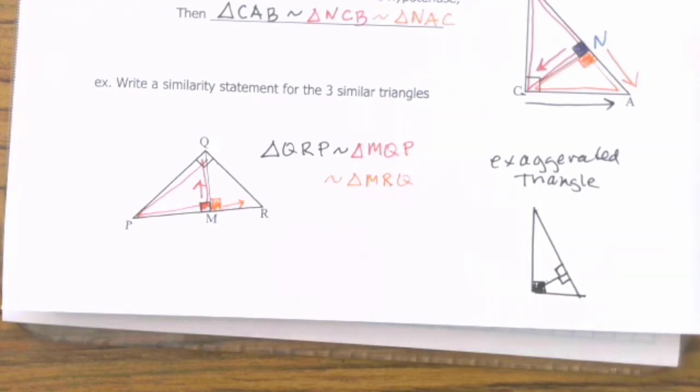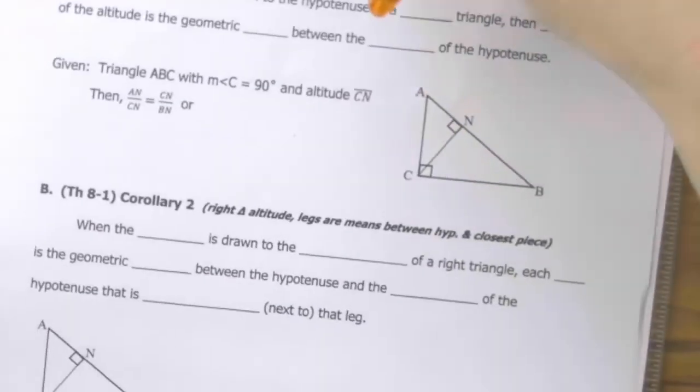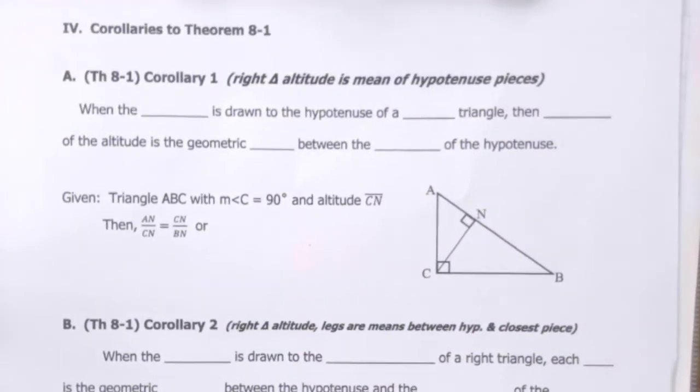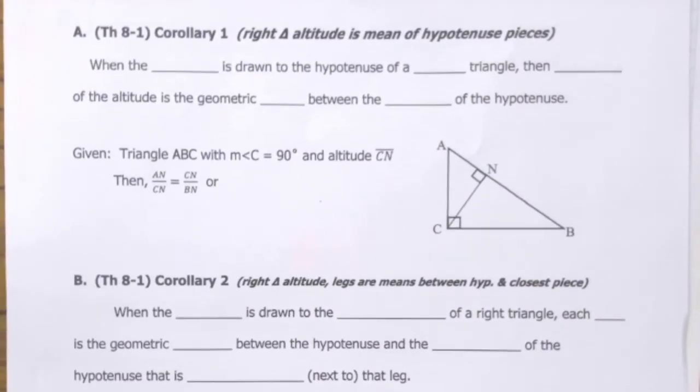All right, flip the page. Corollaries to 8.1. Remember, a corollary is a theorem that's so close it's not really considered a separate theorem, more like an add-on or an extension.